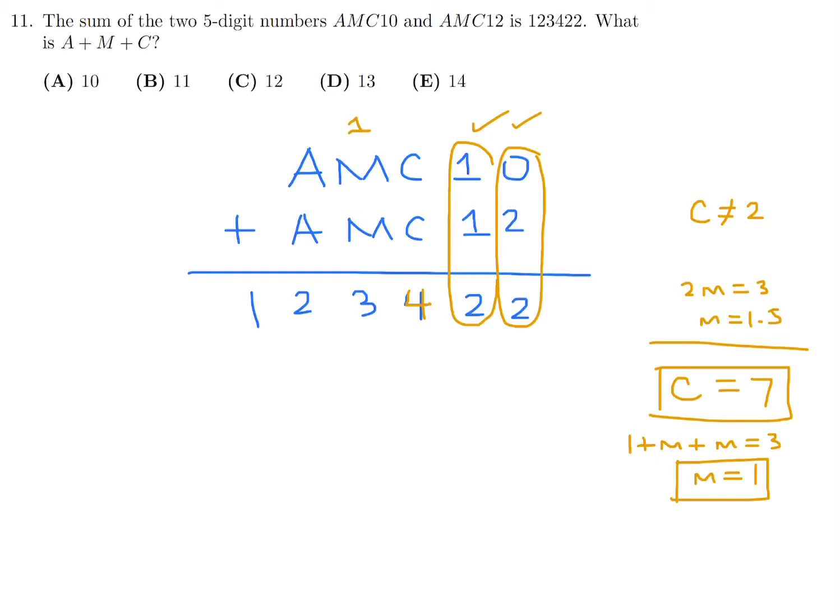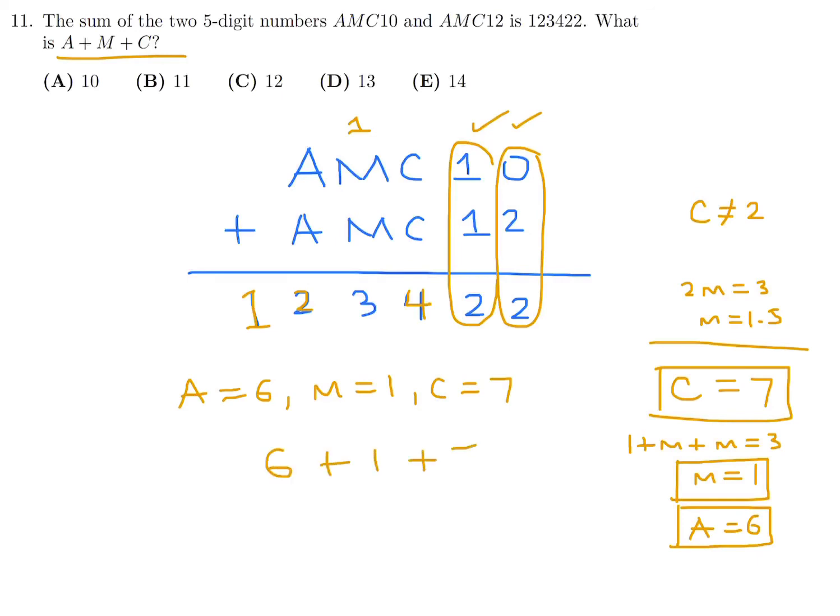Now what about A? A plus A is equal to 12. Well, obviously, A is equal to 6. So therefore, A is equal to 6, M is equal to 1, and C is equal to 7, and they want A plus M plus C. So that would be 6 plus 1 plus 7, which is 14. So number 11, the answer is E.